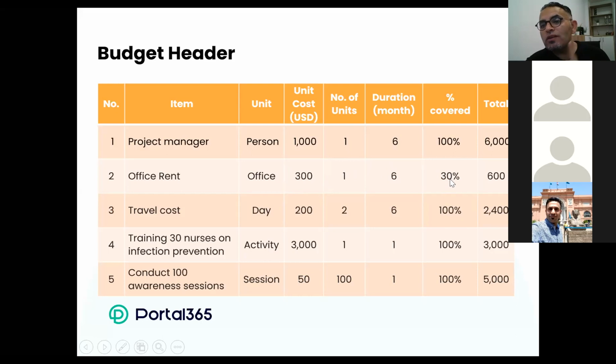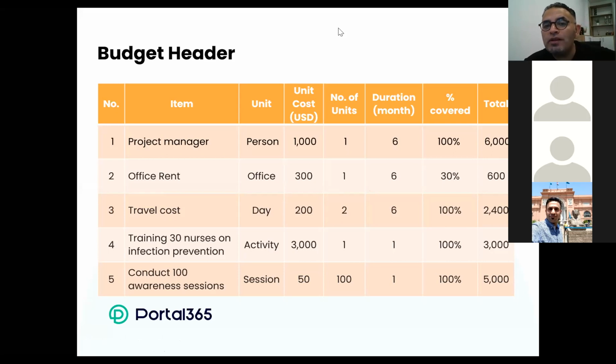But it's covered only 30% because usually the office is covered from many projects. This donor will cover only 30% of the total budget of this proposal. So we will have 300 by 1 by 6 by 30%. We will end up charging this donor only 600, because usually the total is 1,800 if it's 100%, and 30% of this will be 600.